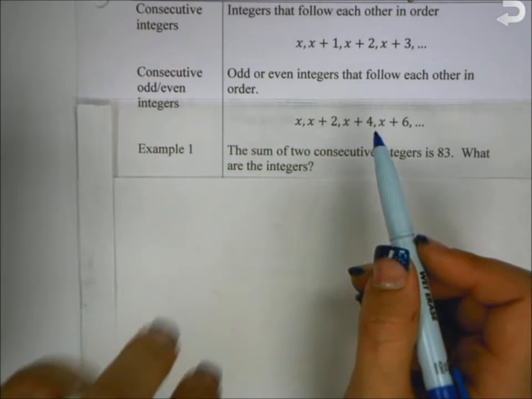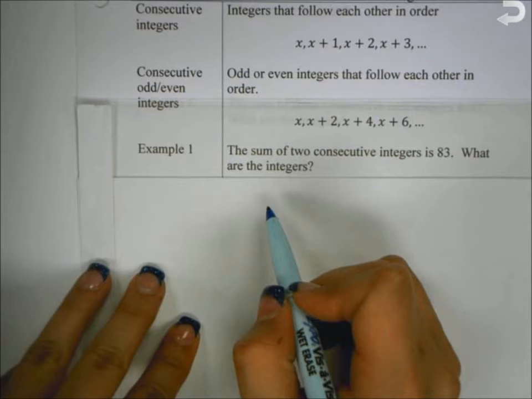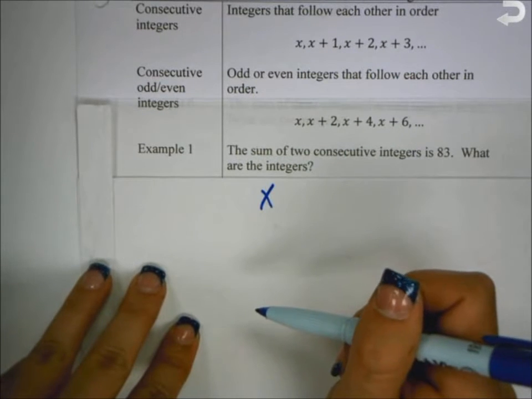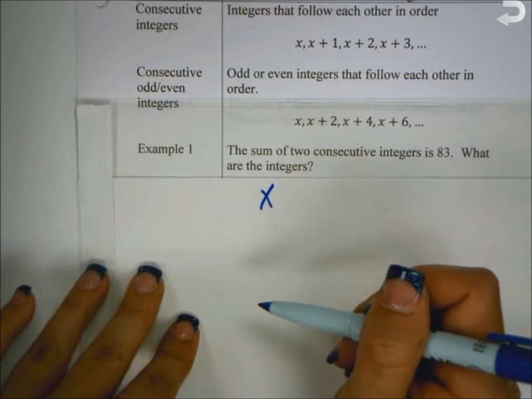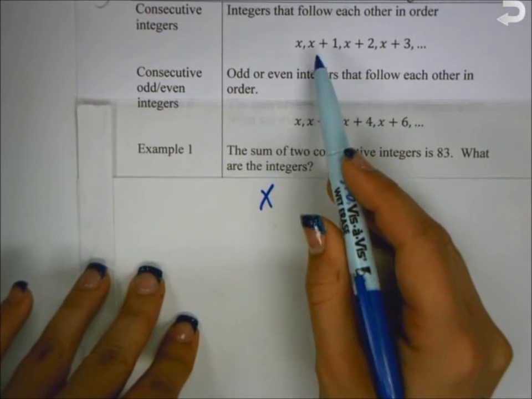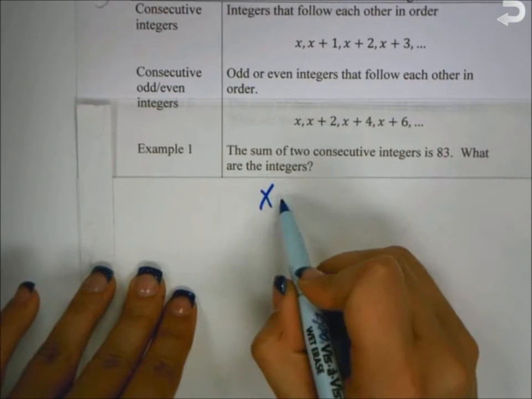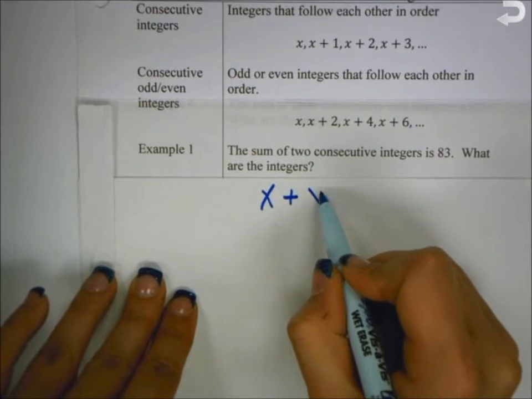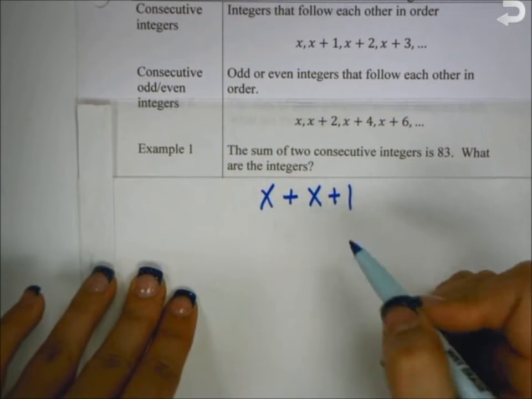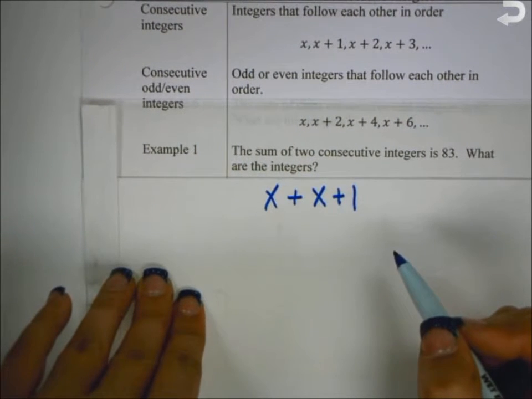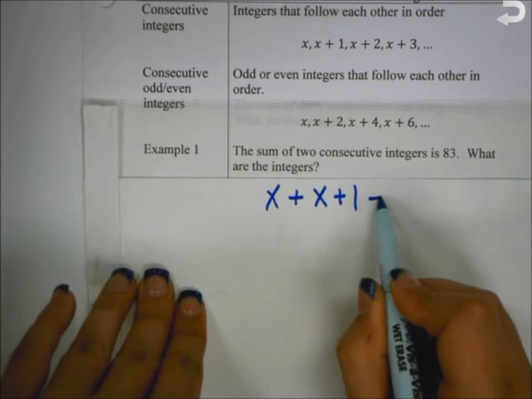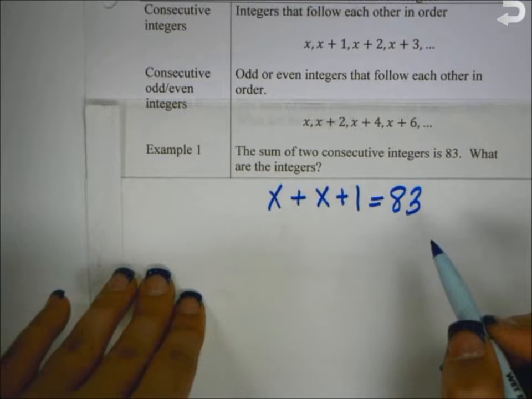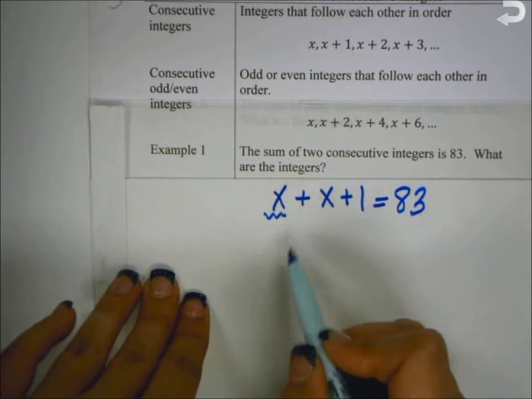Alright, so I'm going to let my first one be x, just like it is here. And what would the next consecutive integer be? X plus 1. So I'm summing these together, so I'm adding them together. So x plus x plus 1 equals what? 83. This is one integer. This is the next integer.